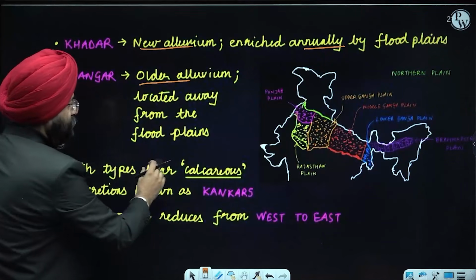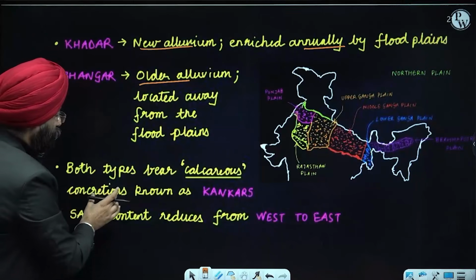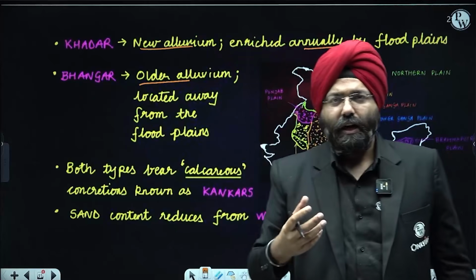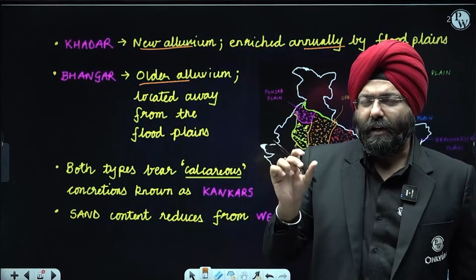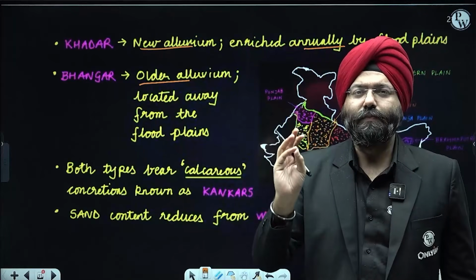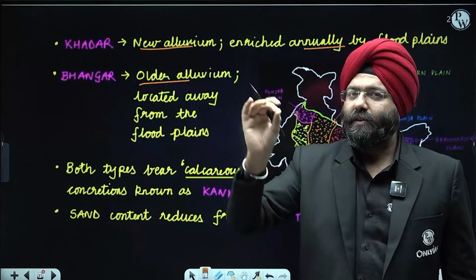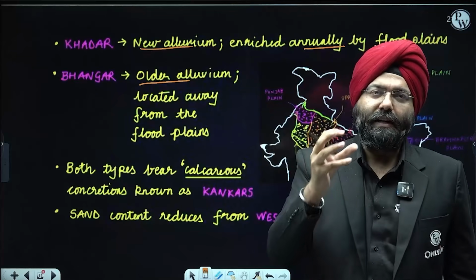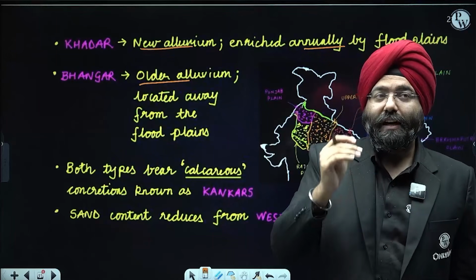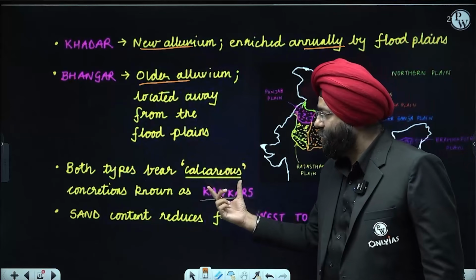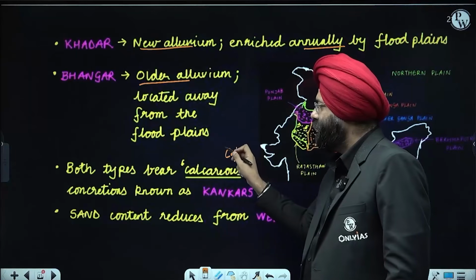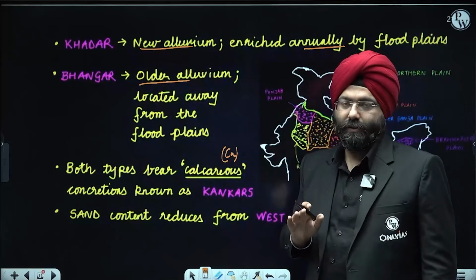Next, please understand. Both these types bear calcareous concretions known as kankar. Now, in this examination, you can be asked, what do you understand by kankar? With which mineral is it associated? First, calcium, sulfur, then they might mention certain other minerals. Please remember, it has got to do with calcium, right? Calcareous. So these are again calcareous concretions which are kankar. So associated with what? Calcium, Ca, calcium. This can also be asked.